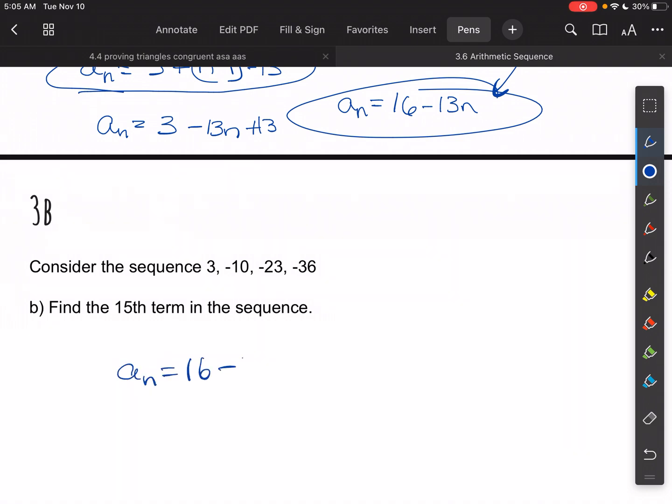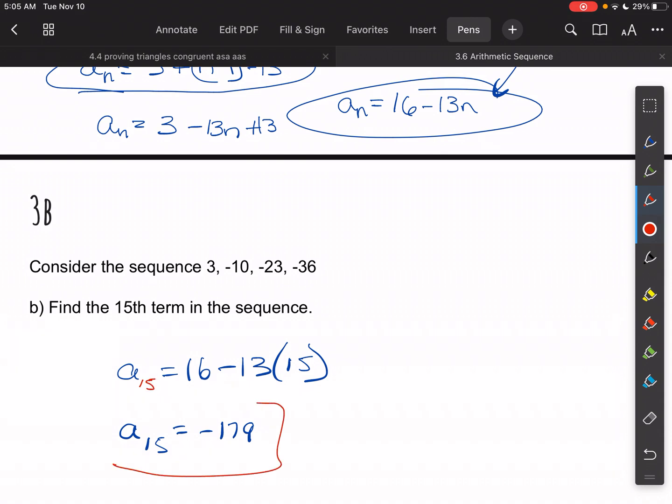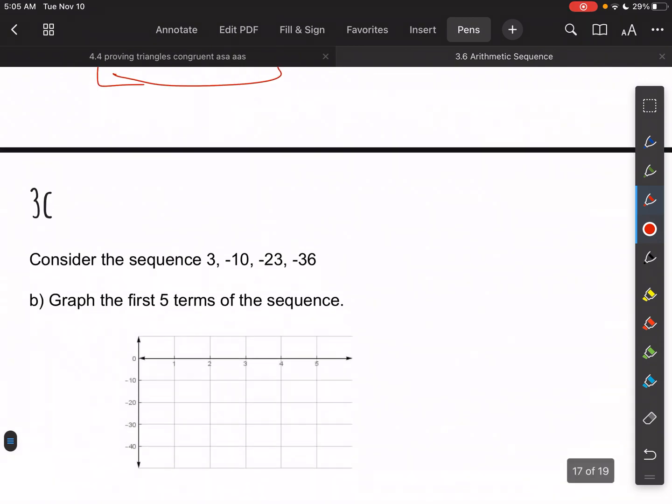If I plug in a 15 for n, that'll tell me the 15th term. So we have 15 times negative 13, which gives me negative 195, and then I'm going to add 16 to that. And I say, okay, the A15, or the 15th term, is equal to negative 179. I wrote it in here, which is okay, but in this case we know what term we're talking about, so we can write A sub 15. So that's 3b.